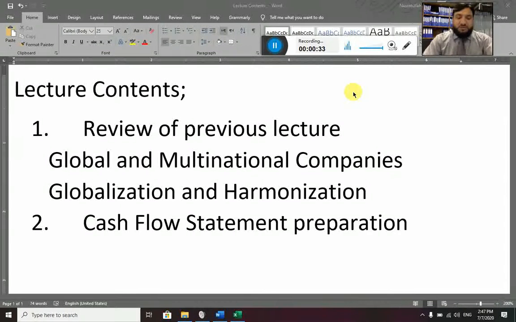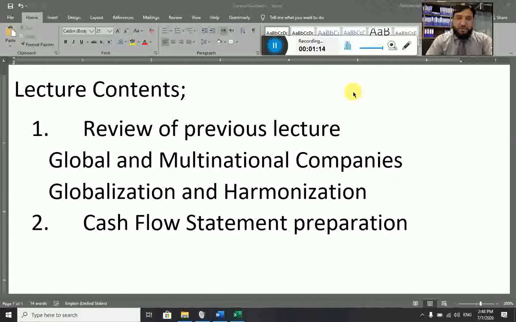Inshallah, in today's lecture number 5, we'll have a discussion on the cash flow statement, and we'll have a practice and prepare the cash flow statement, inshallah. But before that, we'll have a discussion on the previous lecture, and after that we'll discuss two general but related terminologies, which are global and multinational companies, and also globalization versus harmonization.